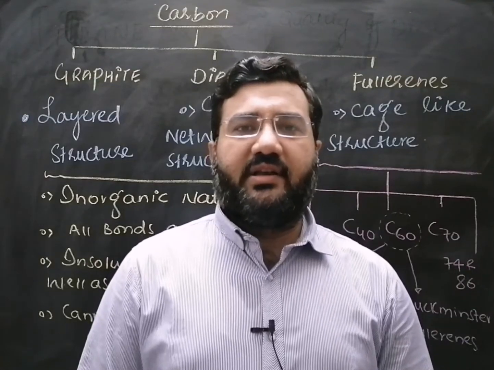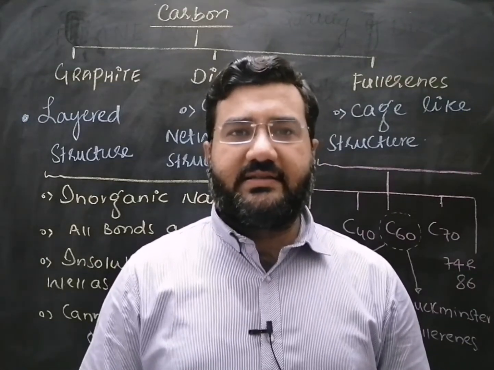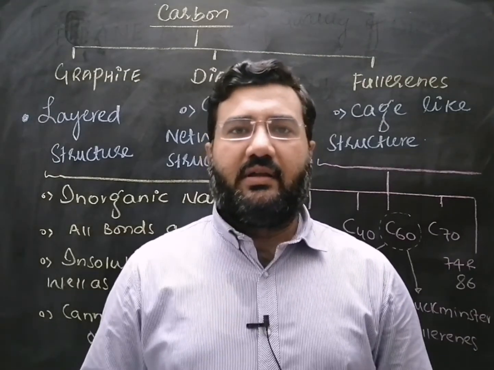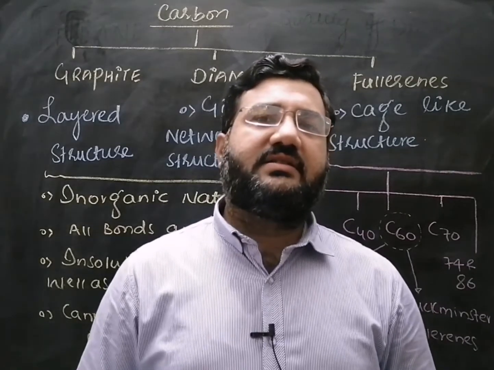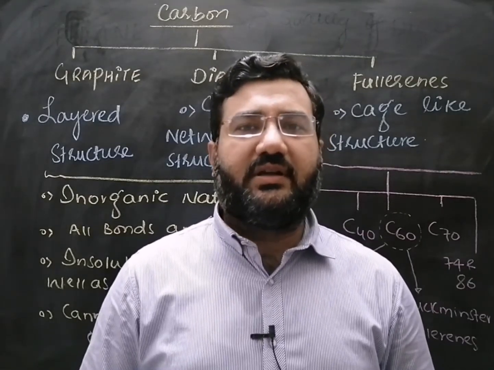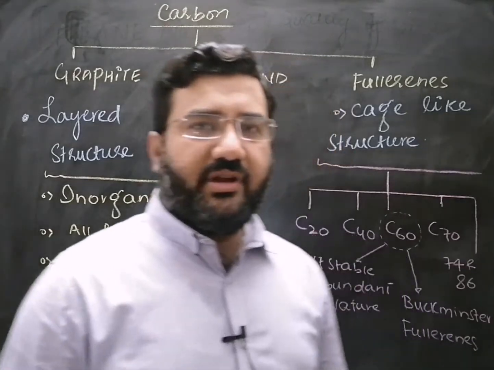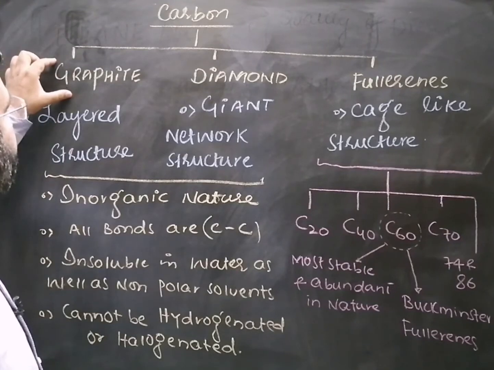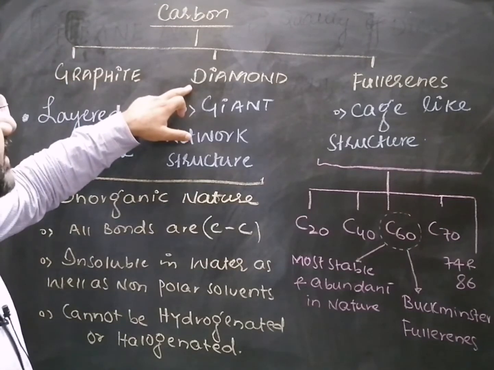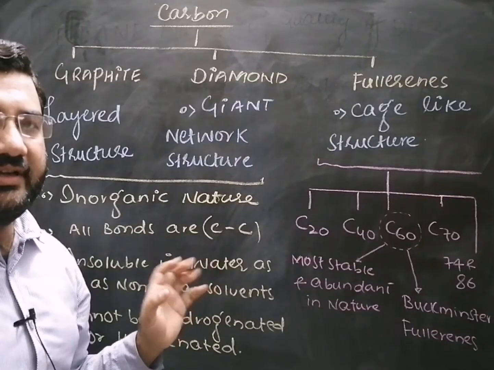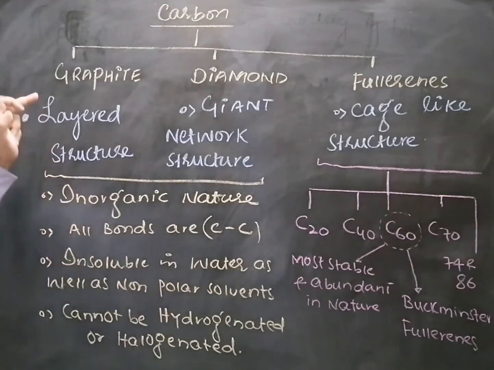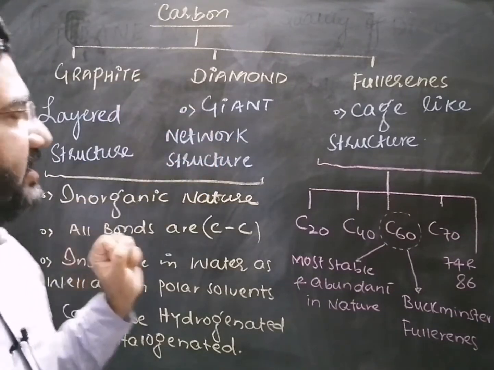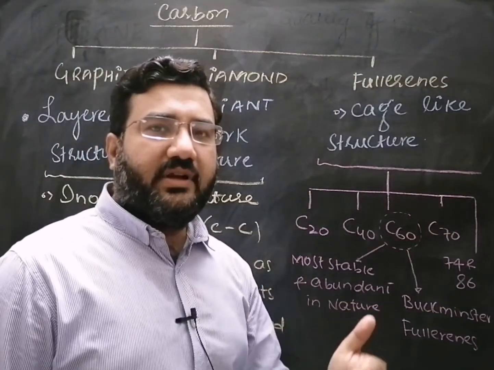Allotropy is a phenomenon in which an element exists in more than one crystalline form. Carbon is one of the elements that shows allotropy, and there are three very commonly known allotropic forms of carbon. One is graphite, the second is diamond, and the third is the fullerenes. Graphite has a layered structure, diamond has a giant network structure, and fullerenes mostly have a cage-like structure.